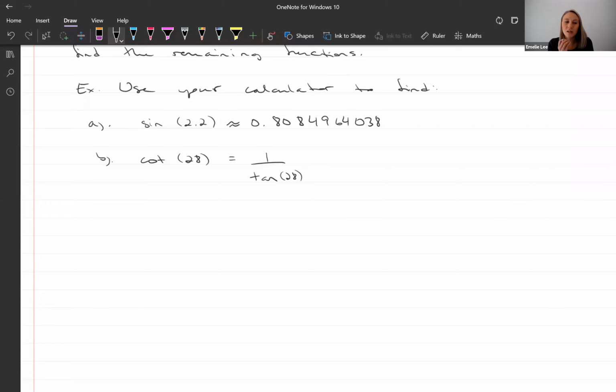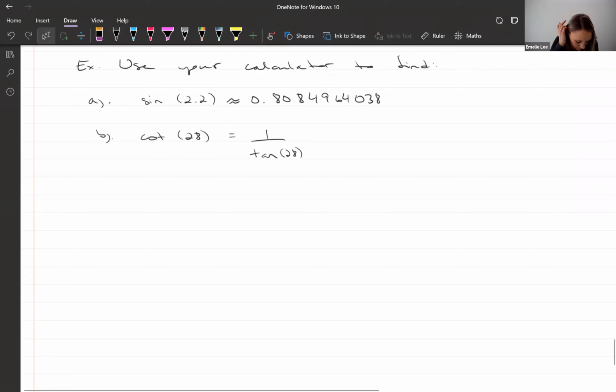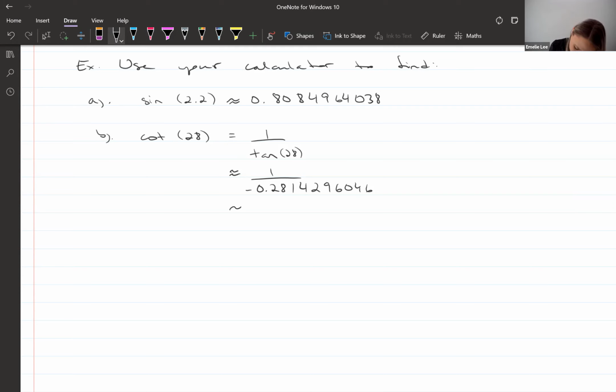Okay. Because I can find the tangent of 28. In fact, tan of 28 is negative 0.2814296046. So this is roughly equal to 1 over negative 0.2814296. If you do 1 over that, then you should get roughly negative 3.553286448.